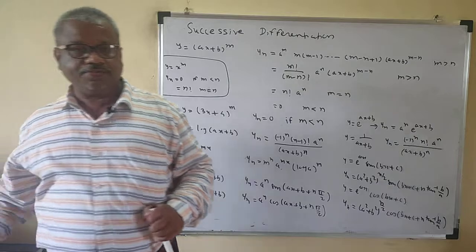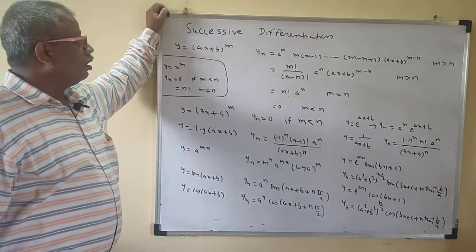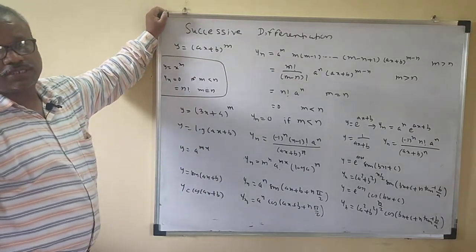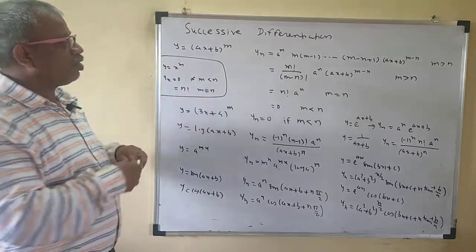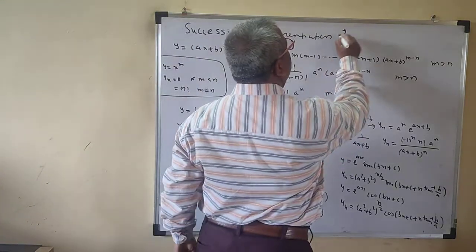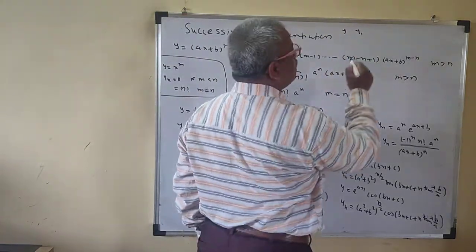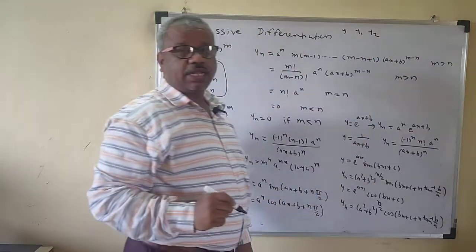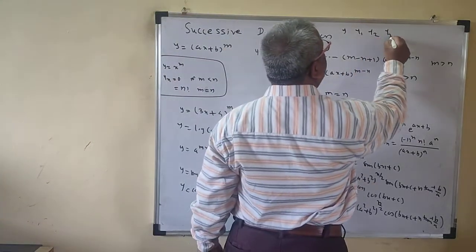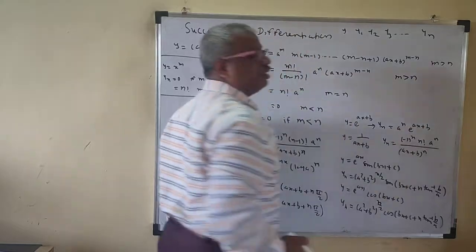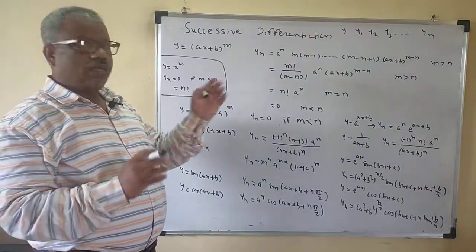Now today we will see the revision of successive differentiation. You know that successive differentiation means what? If y is the function, then y1 is the first derivative, y2 is the second derivative, y3 is the third derivative, and so on, yn is the nth derivative of y. Okay, so we are familiar.